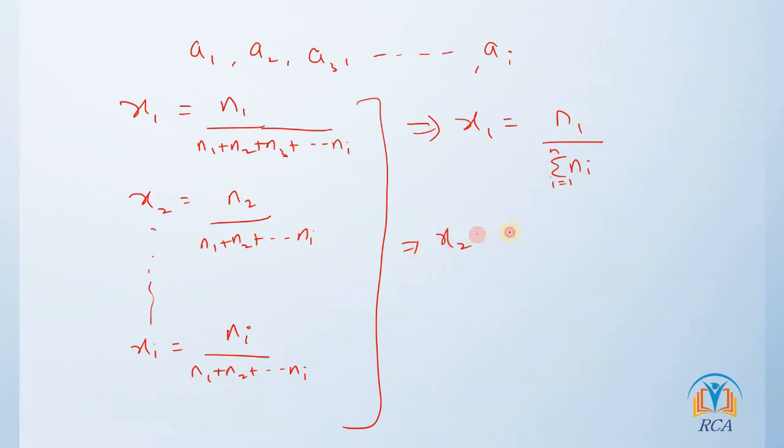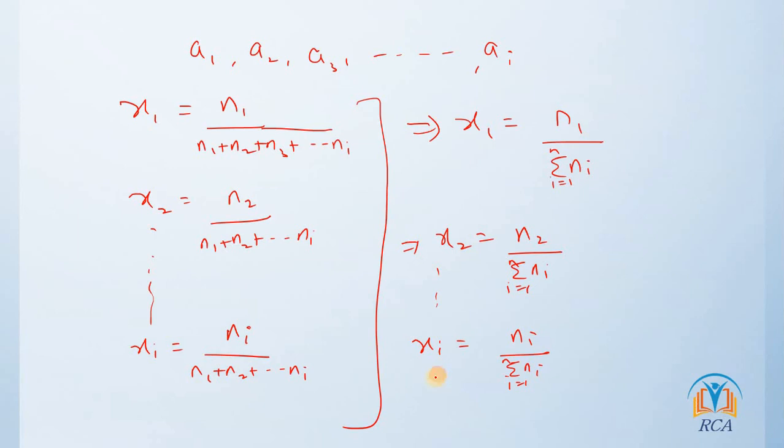Similarly, what's going to be x2? X2 can be written as what? N2 upon summation of Ni, where i goes from 1 to n. We can actually write it this particular way, right? Similarly, what's going to be the mole fraction for xi represented as? It can be represented as the number of moles of the ith particle with respect to the total number of moles present in that solution for n particles or i particles. It can go up to any of that particular term. We all understand this thing.